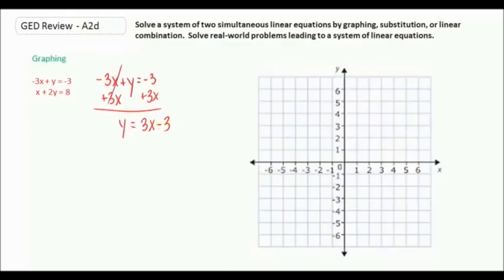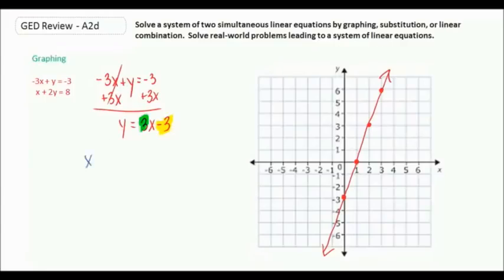So this tells me the y-intercept. So the y-intercept is at negative 3. The number in front of the x tells me the slope. So I'm going to start at that y-intercept and use a slope of 3, which means 3 up, 1 to the right. 3 up, 1 to the right. Okay, and then I'm going to connect them like so.